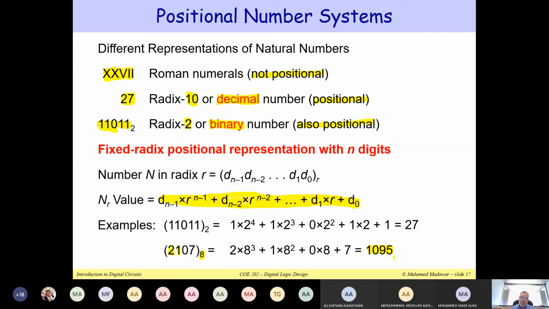So we can do a conversion between different number systems. In octal, this is not 2107 decimal. This is not 2000, it's not 1000. It's 2 multiplied by 8 to the power 3 because the radix or the base here is 8, and the position of this digit is 3. This one is multiplied by 8 squared. This 7 is multiplied by just 1. Therefore, we get the number 1095.